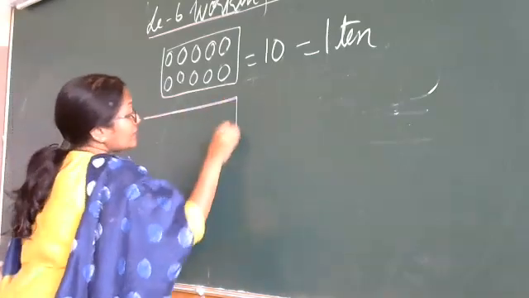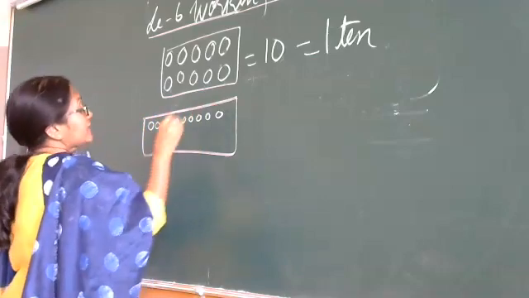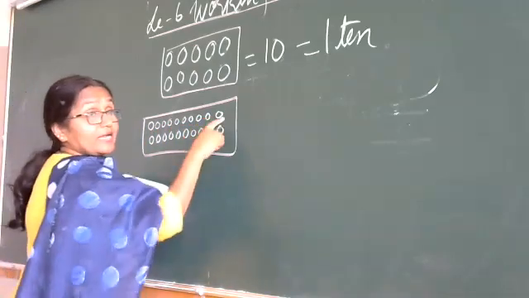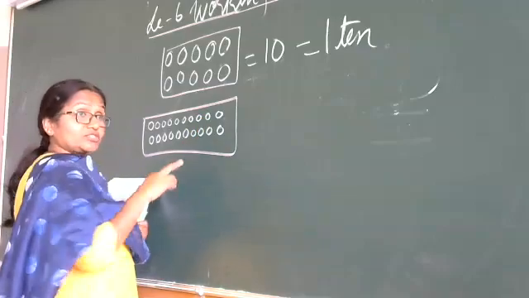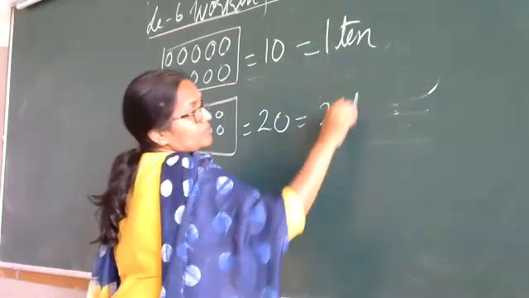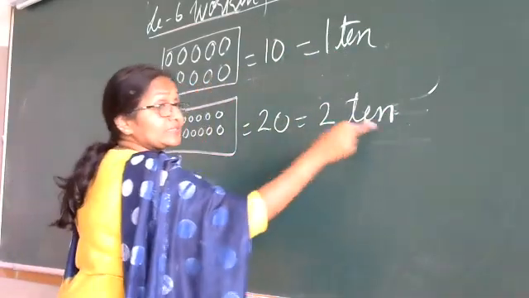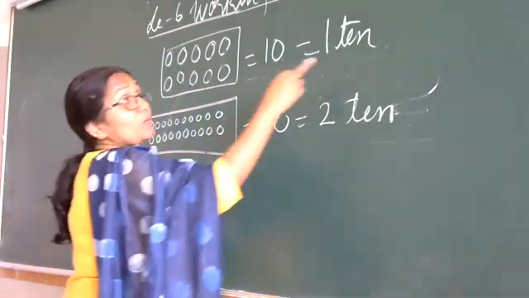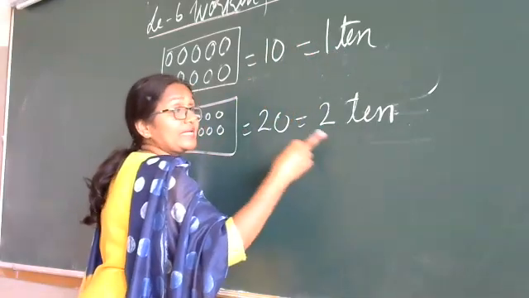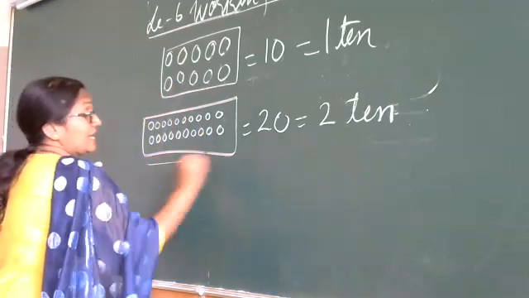Same here, 1, 2, 3, 4, 5, 6, 7, 8, 9, 10. Here also 2, 3, 4, 5, 6, 7, 8, 9, 10. 10 plus 10, how much does it become? 20. So, that becomes 210. In 110, how many balls are there? 10 balls are there. In 210, how many balls are there? 20. So in 110, there are 10 numbers. 210 means 20.